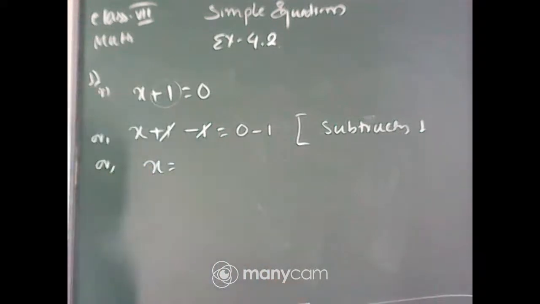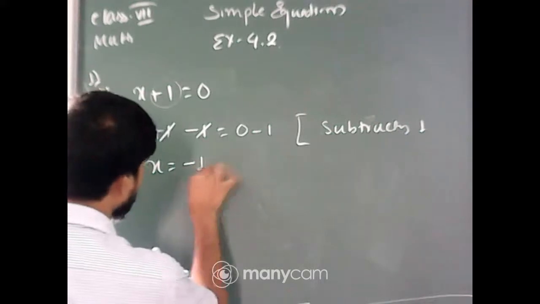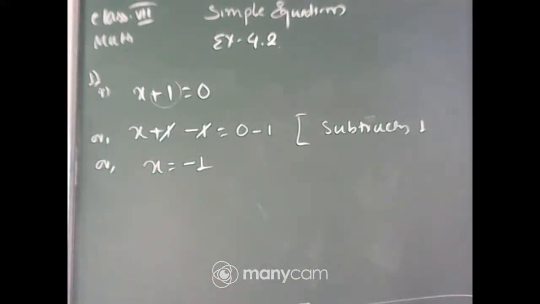Now, what is the value if I subtract 1 from 0? Yes, that is minus 1. So, x equal to minus 1 is the solution. Yes, Devadrita, x equal to minus 1. Minus 1 is the solution. Okay, so then let's move to the next question.